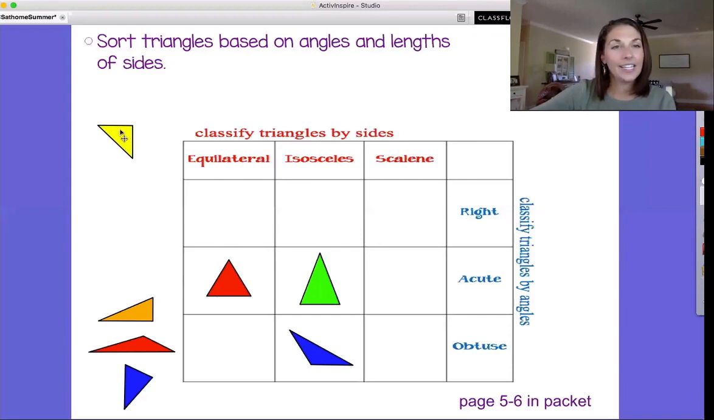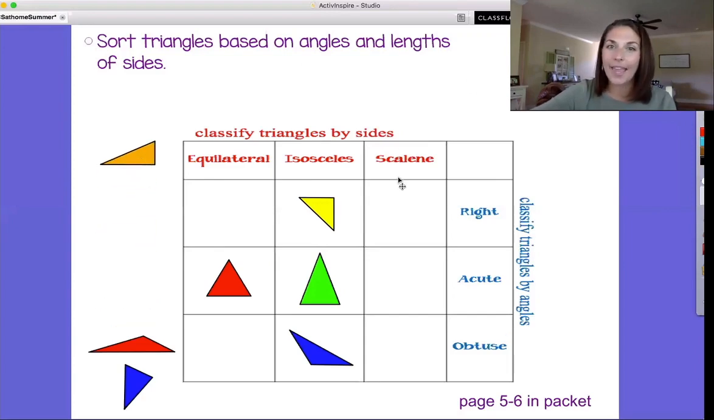I see 2 sides that look to be the same length and one that seems to be a little bit longer. 2 sides the same length, I remember we call that isosceles. And then I'm going to look at those angles. I see an acute angle here and an acute angle here. If I put it into a corner, I can see if there's a right angle. I do see a just right angle. So I would classify that as isosceles and right.